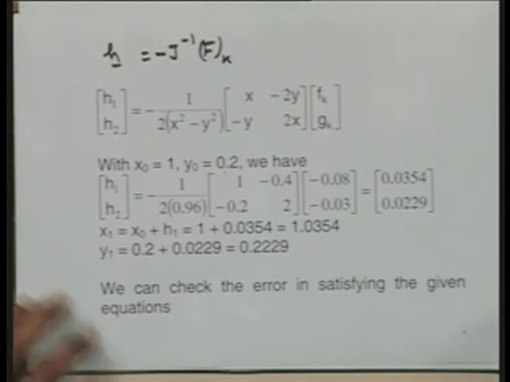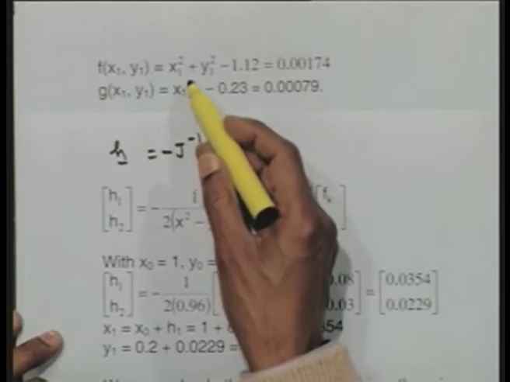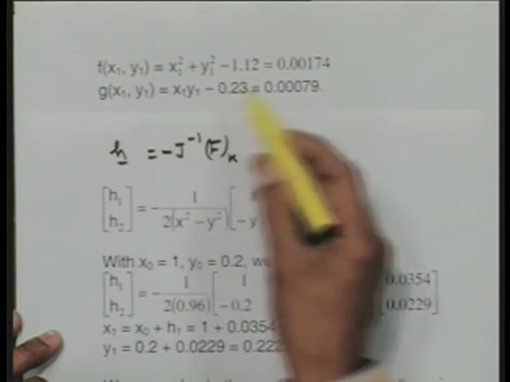The initial approximation was given to us as 1 and 0.2, and now we have got the new solution as 1.0354 and this. Now it is possible for us to check the error in satisfying the given equation. That means we can just put these values in the equation and see whether f is sufficiently close to 0 or g is sufficiently close to 0. The values are f at x1 y1 is equal to x1 squared plus y1 squared minus 1, which is 0.0174, and g at x1 y1 is this.